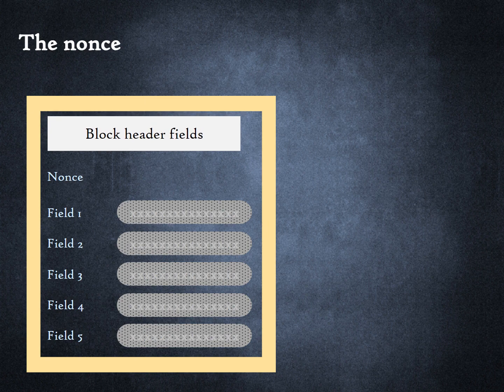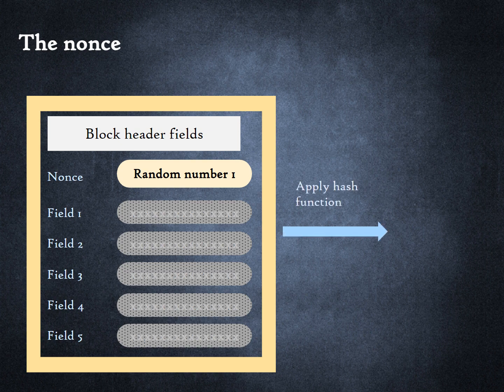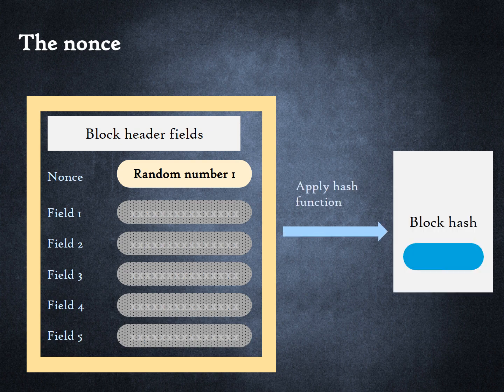The miner now plays a game of chance. She inputs an arbitrary number in the field called nonce, which is an abbreviation for number only used once. The other fields of the block header remain the same. Next, a hash function is applied to the nonce and the remaining block header attributes. The resulting number is called the block hash. The miner keeps repeating this with different numbers in the nonce field.